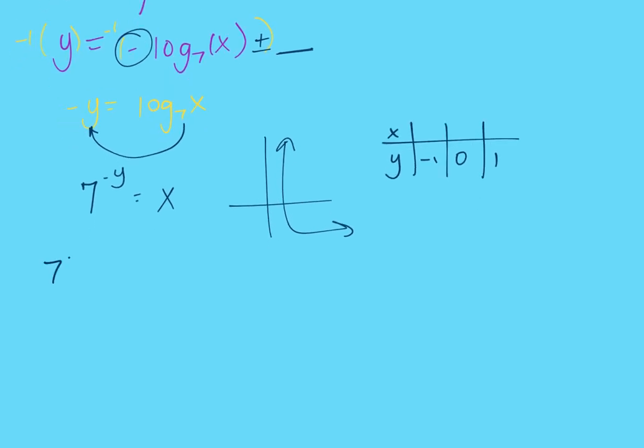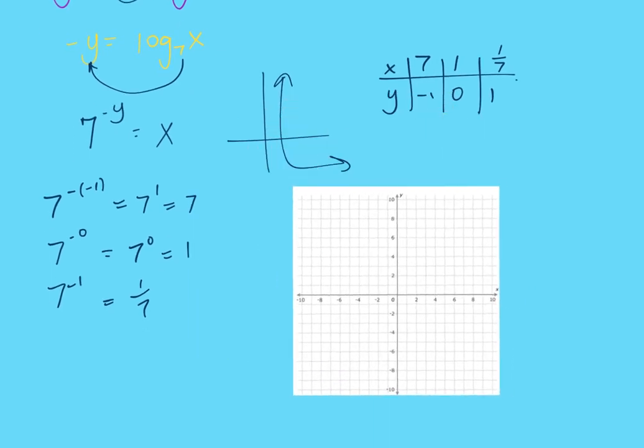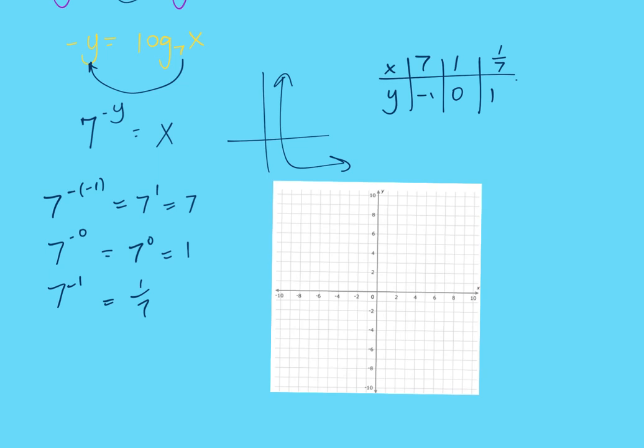Would be 7 to the negative 1, 7 to the 0, 7 to the 1. So this becomes 7 to the first, or 7. This becomes 7 to the 0, or 1. And this becomes 7 to the negative 1, or 1/7. So 7, negative 1 is here. 1, 0 is here. 1/7, 1 is here. There was no horizontal shift, so the asymptote is at 0. And my graph looks like that.